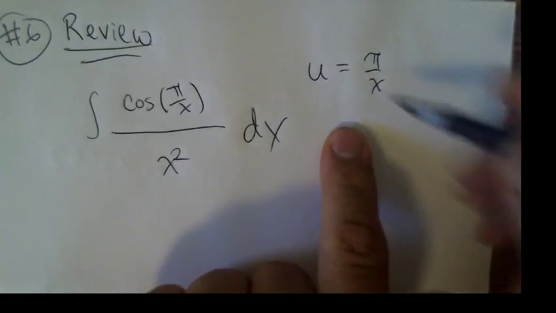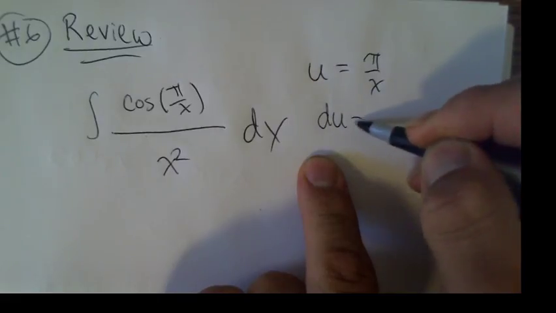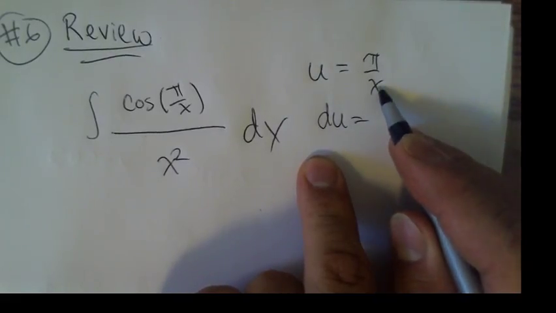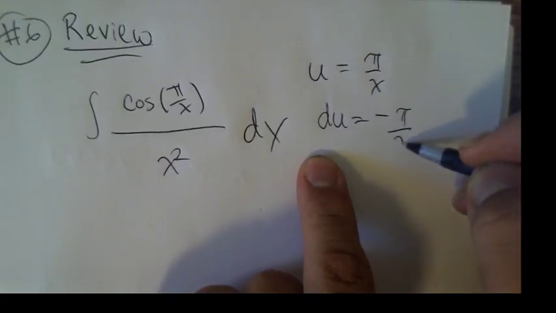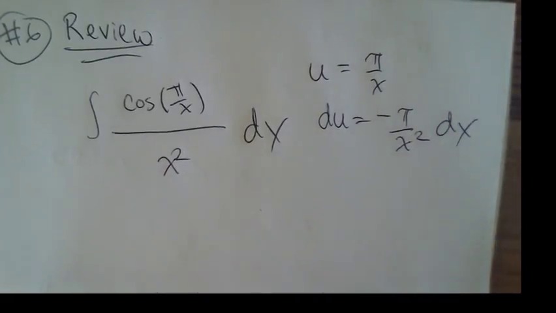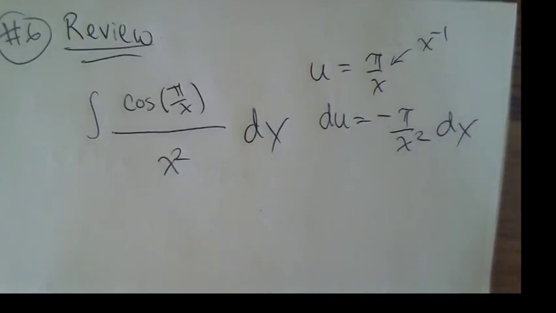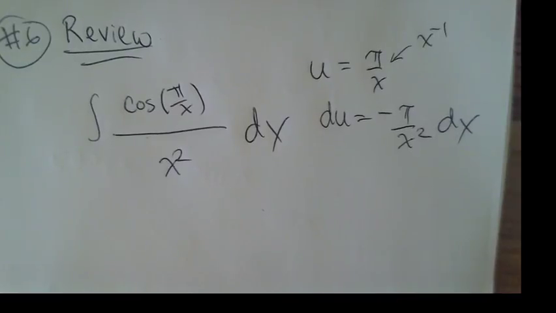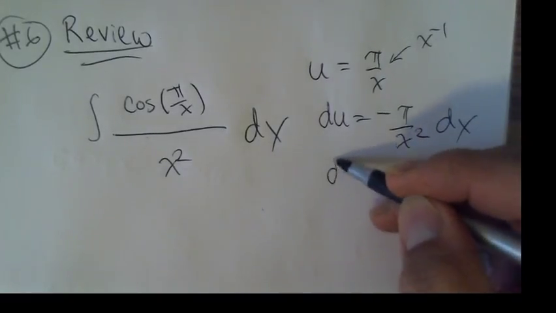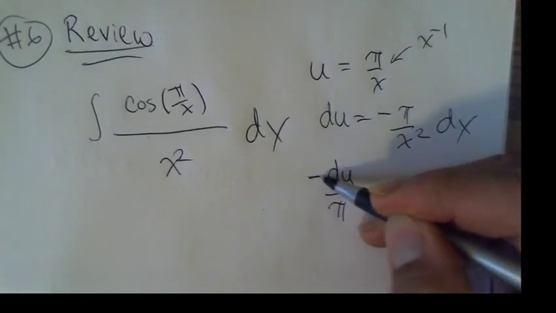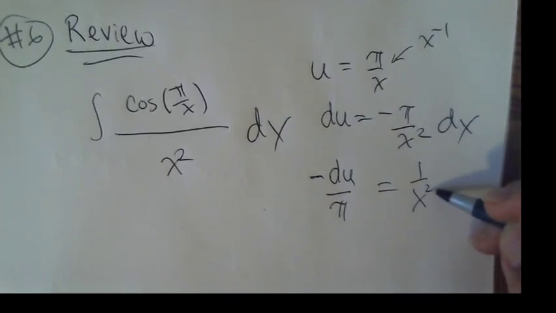Okay, so now let's look at what du would give us. du would be, remember, pi is just a constant, so power rule gives this. Again, that's just x to the negative 1. Okay, and then here we'll put du over negative pi is equal to 1 over x squared dx.